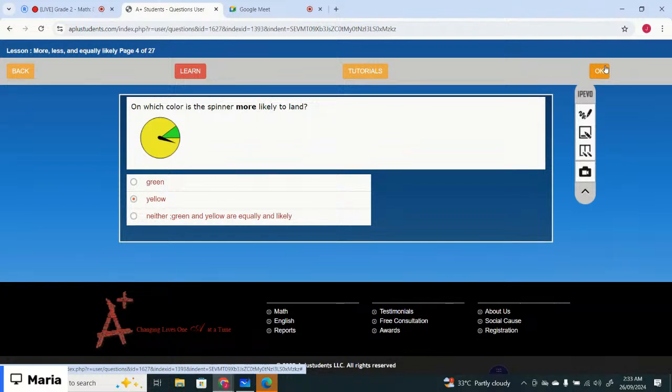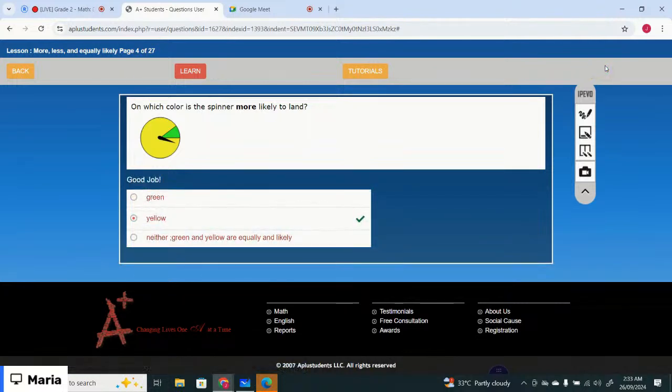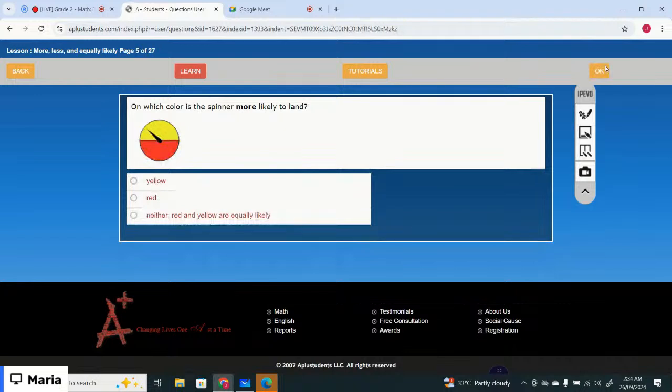The correct option is it will more like... okay, that's the same one. I forgot to click on the OK button actually. Okay, the next one is on which color is the spinner more likely to land? Yellow, red, neither; red and yellow are equally likely. So which is the correct option?